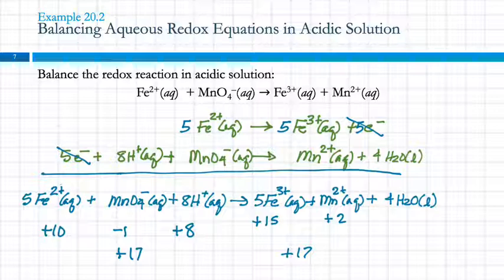How come the H2O just doesn't have a charge? Because it doesn't have a charge. Yeah. So this H2O is a molecular compound. It's neutral. It doesn't have a charge. These have charges because they are all ions.